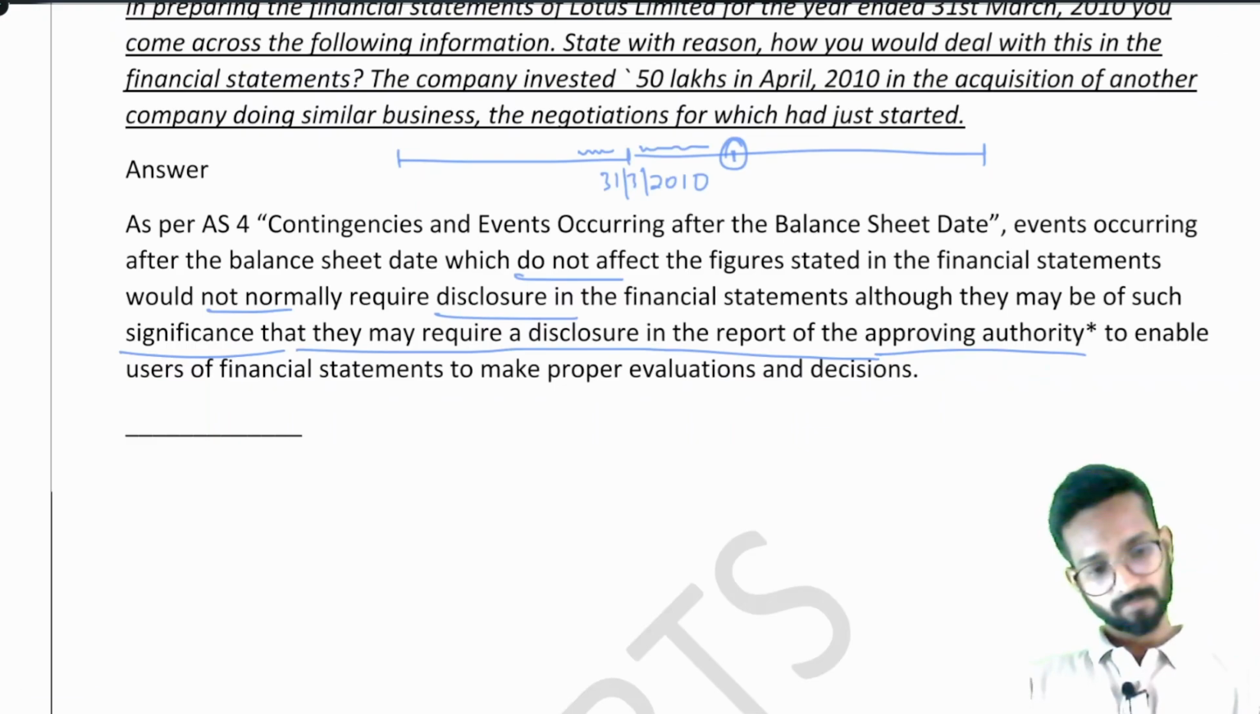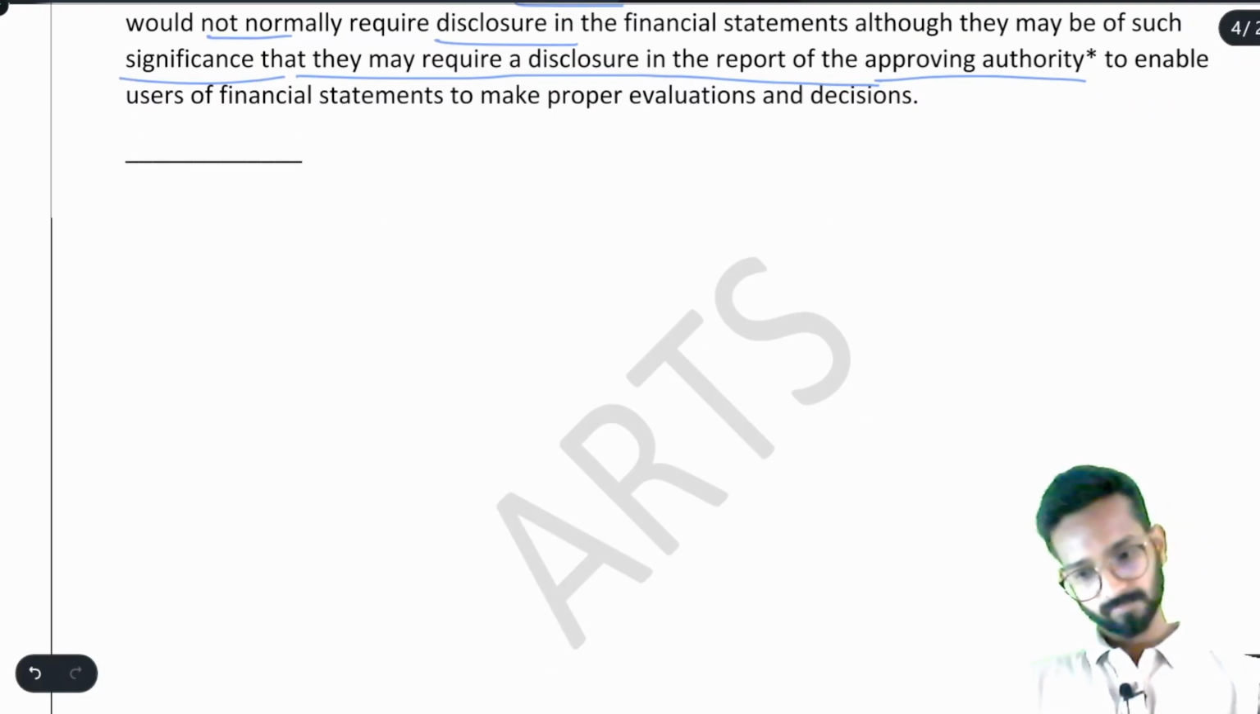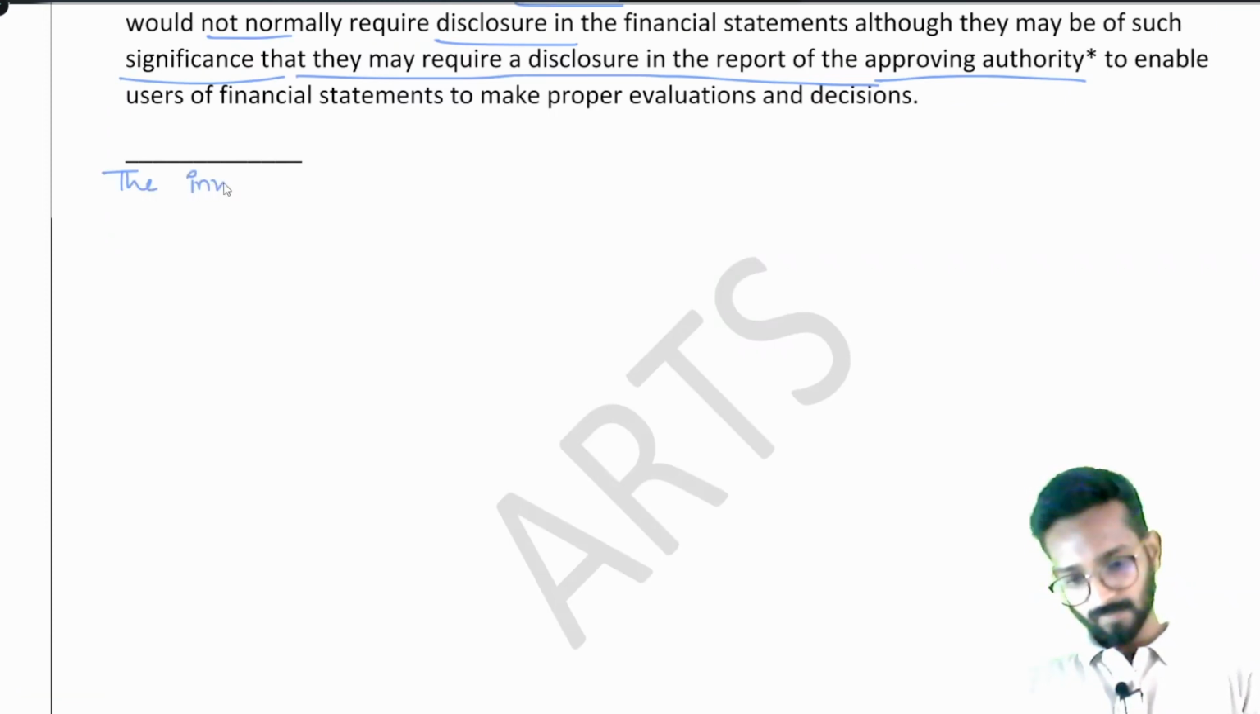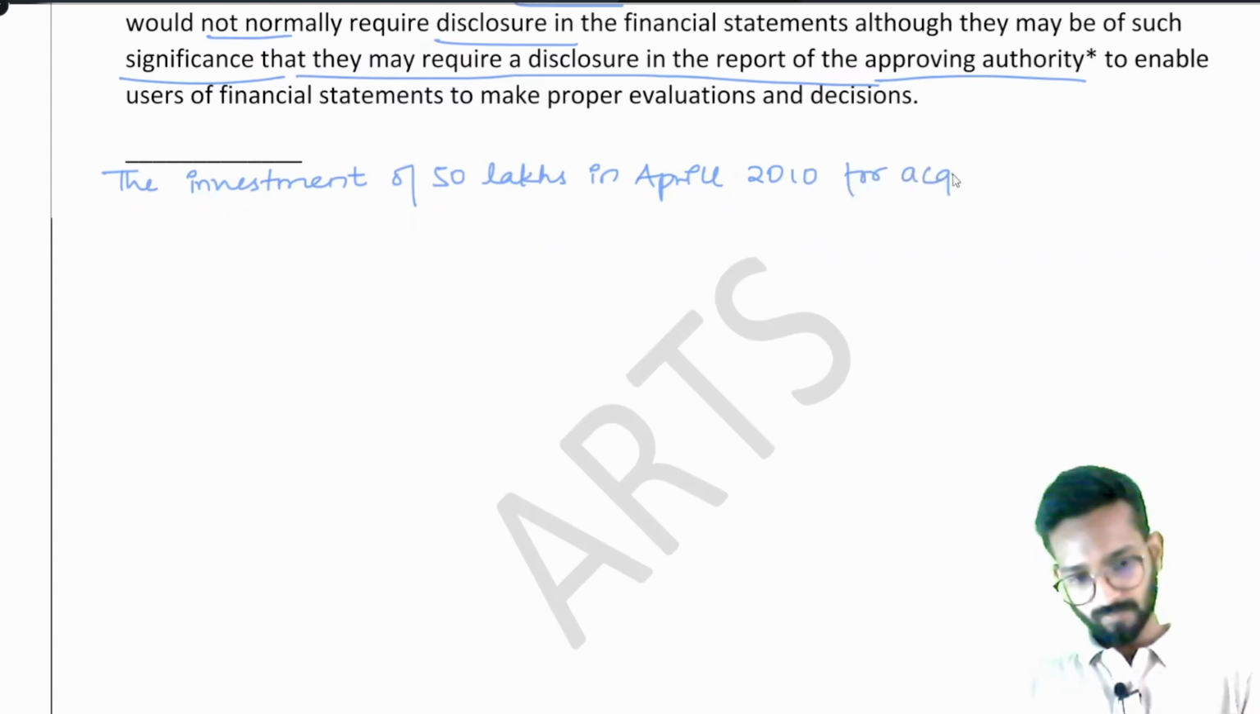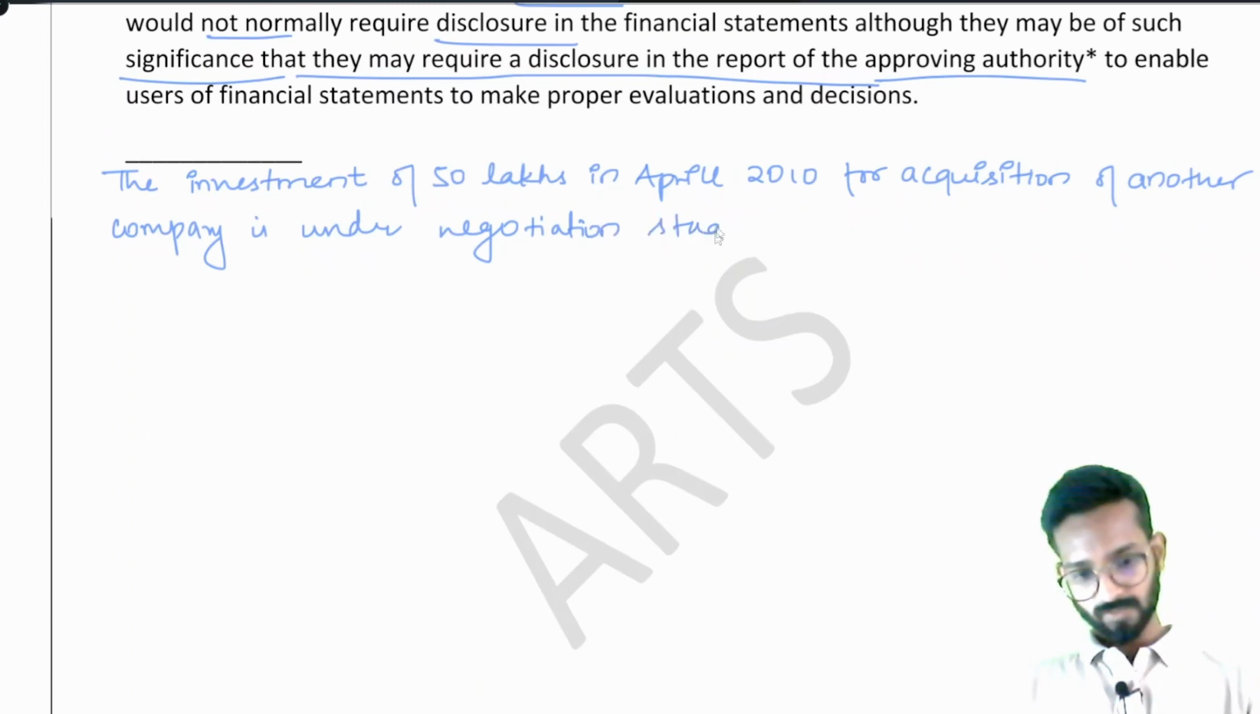So you can say the investment of 50 lakhs in April 2010 for acquisition of another company is under negotiation stage and has not been finalized yet. Okay.